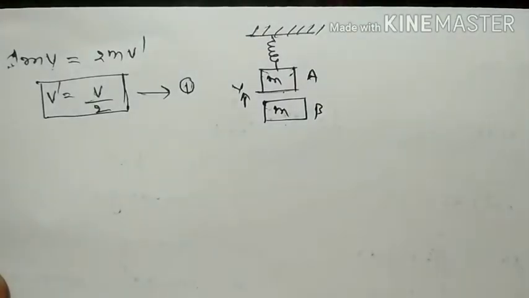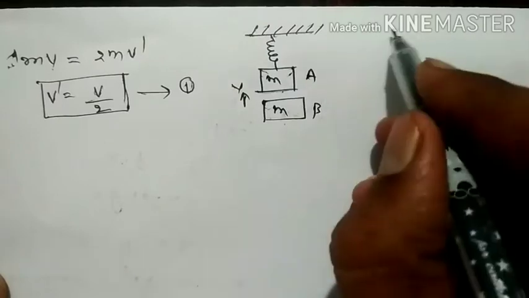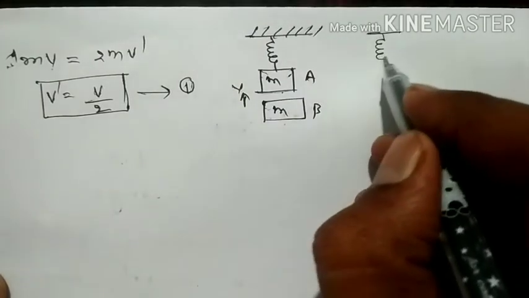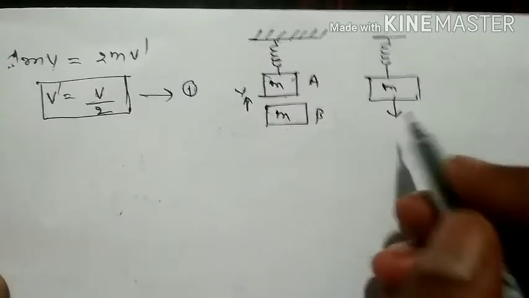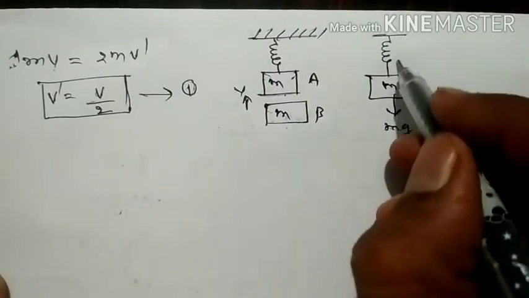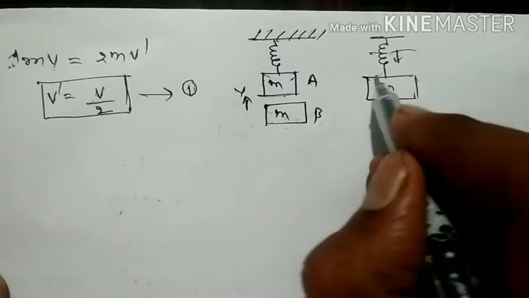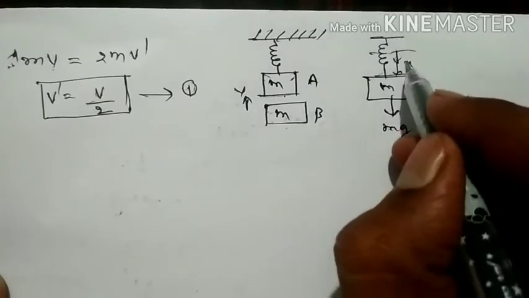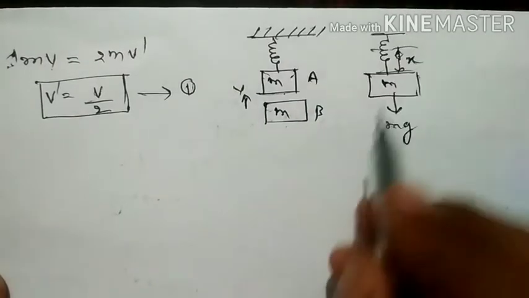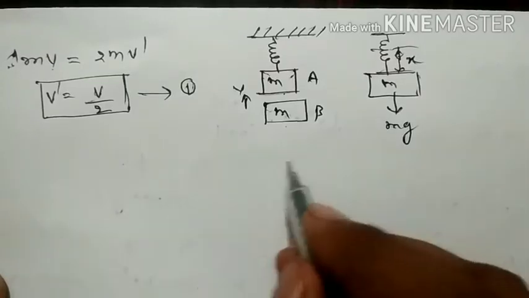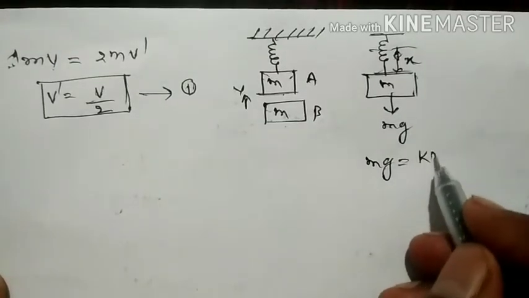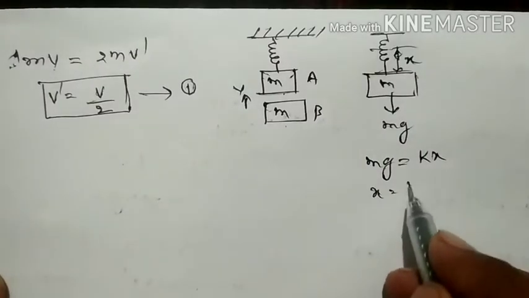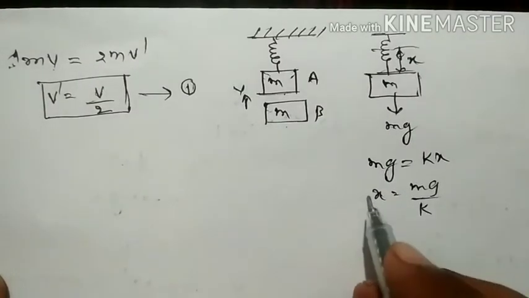And the second one: if you only hang A, due to its weight it will come down. So this will be the elongation x. This elongation is considered by the condition weight mg is equal to spring force kx, or x is equal to mg by k.